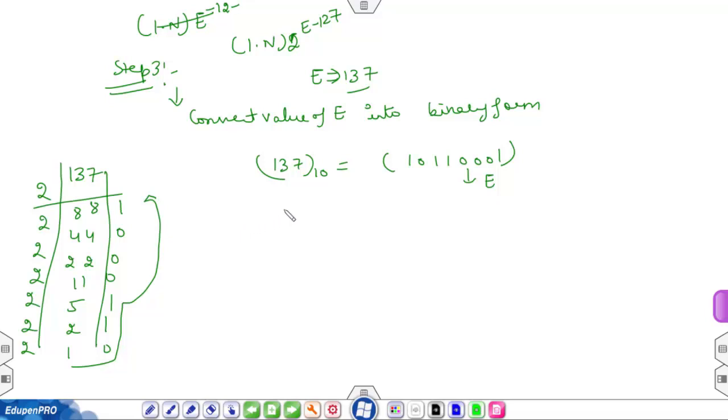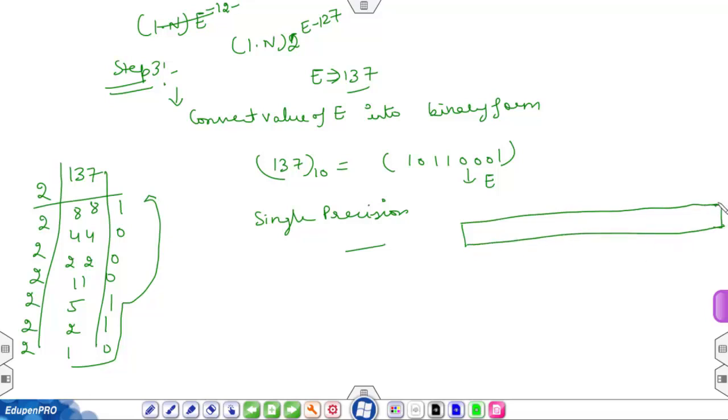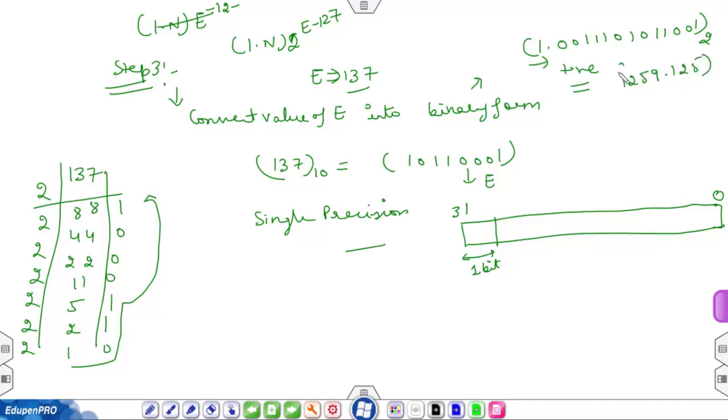So now what was the format of a single precision floating point number? The format was total 32 bits. One bit was used to represent the sign. The number is 1259.125 in base 10, so this is a positive number. So here write the bit 0, because our number is positive.